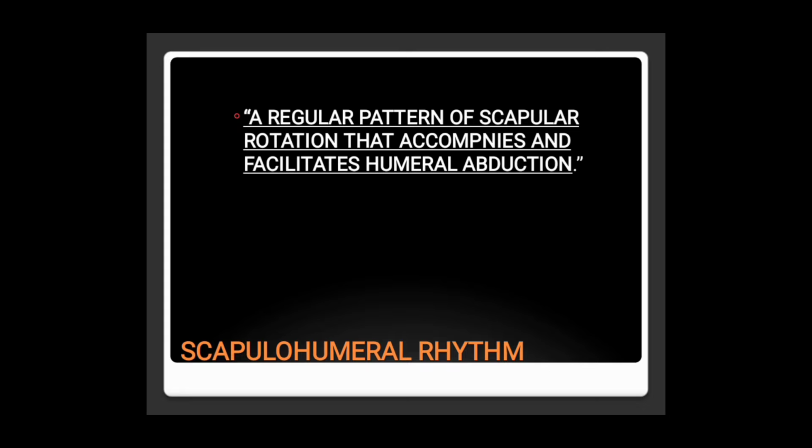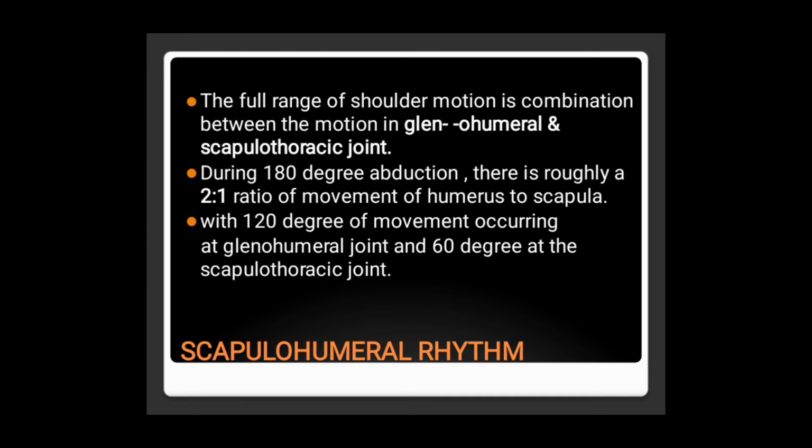Scapulohumeral rhythm. The scapulohumeral rhythm is a regular pattern of scapular rotation that accompanies and facilitates humeral abduction. The full range of shoulder motion is a combination of motion in the glenohumeral and scapulothoracic joints. During 180-degree abduction, there is roughly a 2:1 ratio of movement of humerus to scapula, with 120 degrees of movement occurring at the glenohumeral joint and 60 degrees at the scapulothoracic joint.